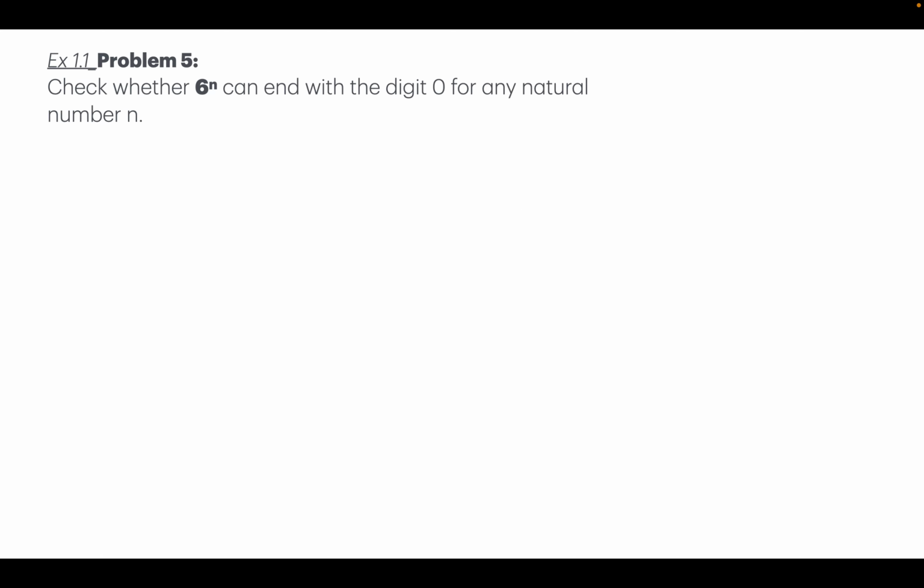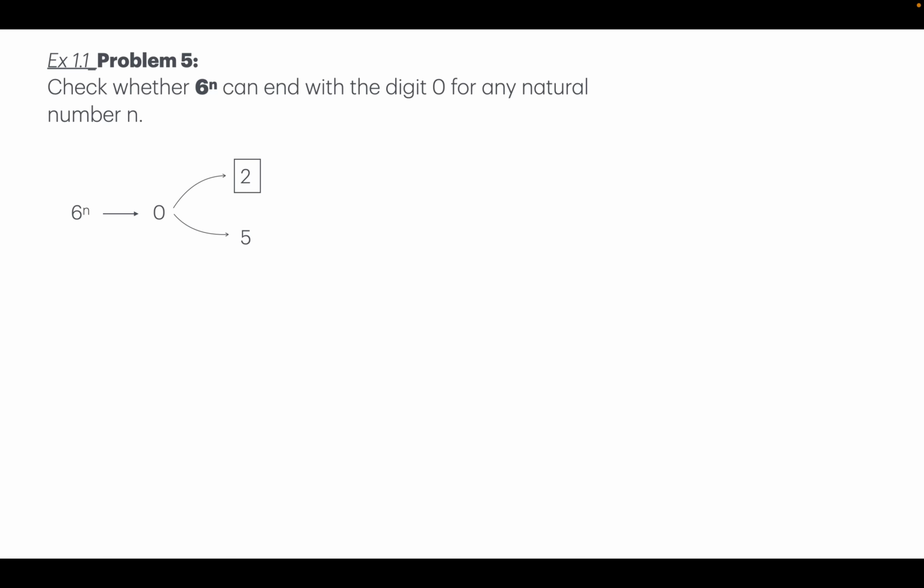Now let's take one more example. This question is from exercise 1.1, question number 5. It says, check whether 6 to the n can end with the digit 0 for any natural number n. So if you have a number that has to end with 0, that number here is 6 to the n, then it should have two factors, that is 2 and 5. We do not know about other factors, but 2 and 5 should be there.